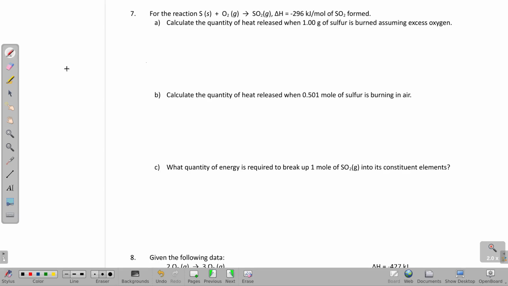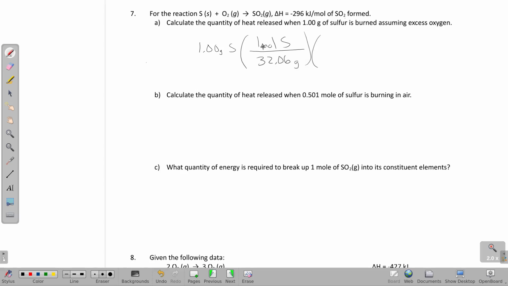And our question is, we want to calculate the energy released when 1 gram of sulfur is burned in excess oxygen. Alright. 1 gram of sulfur, very first thing I'm going to do is turn that sulfur into moles. And 1 mole of sulfur is 32.06 grams. That's just the molecular weight of sulfur right off the periodic table.